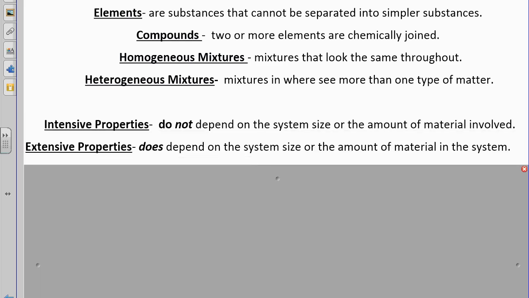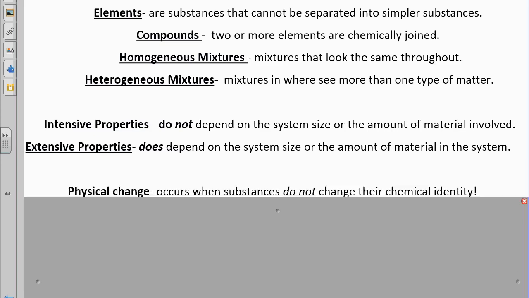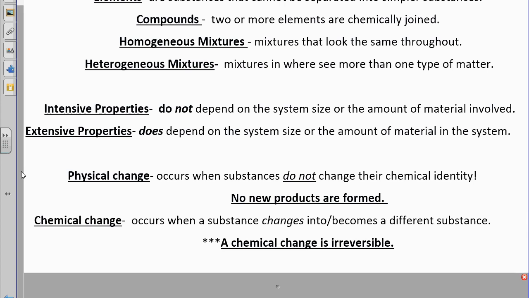All right, then the other two that we talked about were intensive and extensive properties. I want you to think about if I have 1 or 100 of them, does that property change? For instance, like mass. If I have 1 penny or 100 pennies, does the mass change if I were to put them on a scale? Yes, so that is extensive because it does depend. Intensive would be like color. If I have 1 or 100 pennies, does the color of the pennies change? No. Intensive.